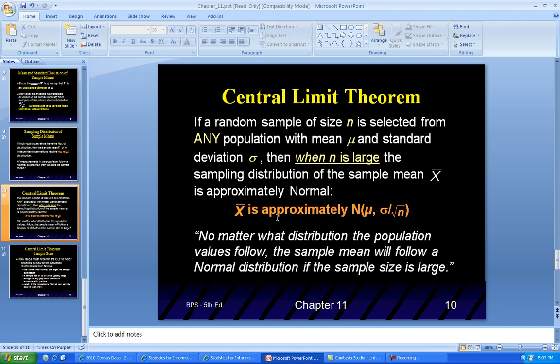That's no matter what distribution the population values follow, the sample mean will follow a normal distribution if the sample size is large. So even if your population distribution doesn't look normal, when you take a sample, you get a normal distribution. Again, where does this come from? It comes from theories and laws of statistics that are beyond our course. If you majored in math, you would have taken a statistics course, and you would have found this and proven it.